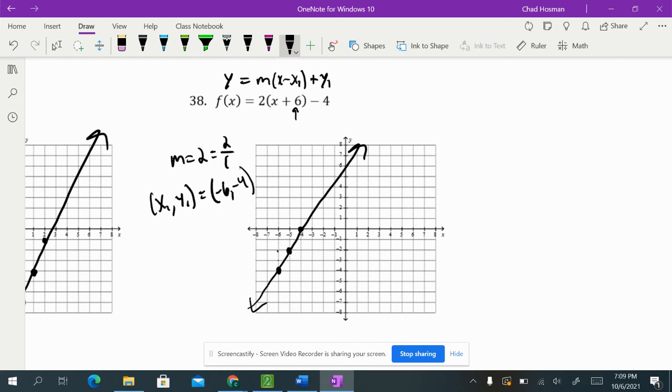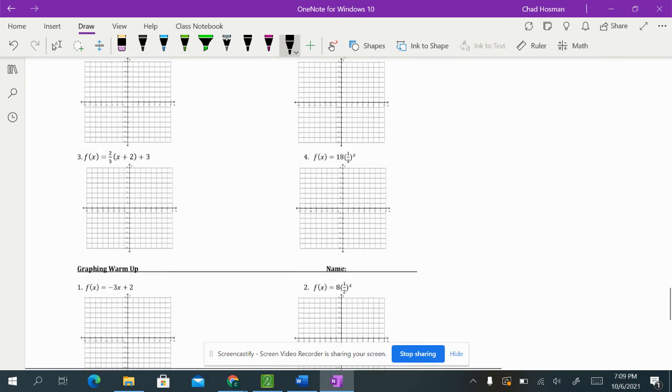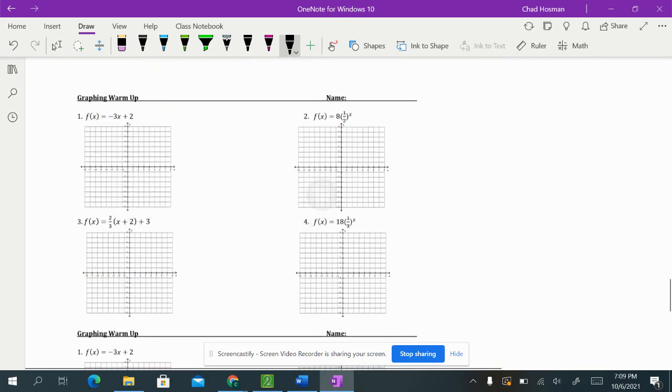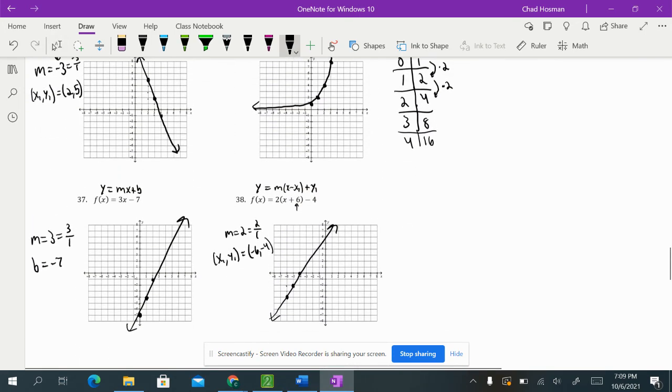All right. So that's all we have. These last ones, if you want to go through them, these are all the same problems, right? 1 through 4, it just repeats. If you want extra practice on these graphing problems, feel free. But that's all we have.